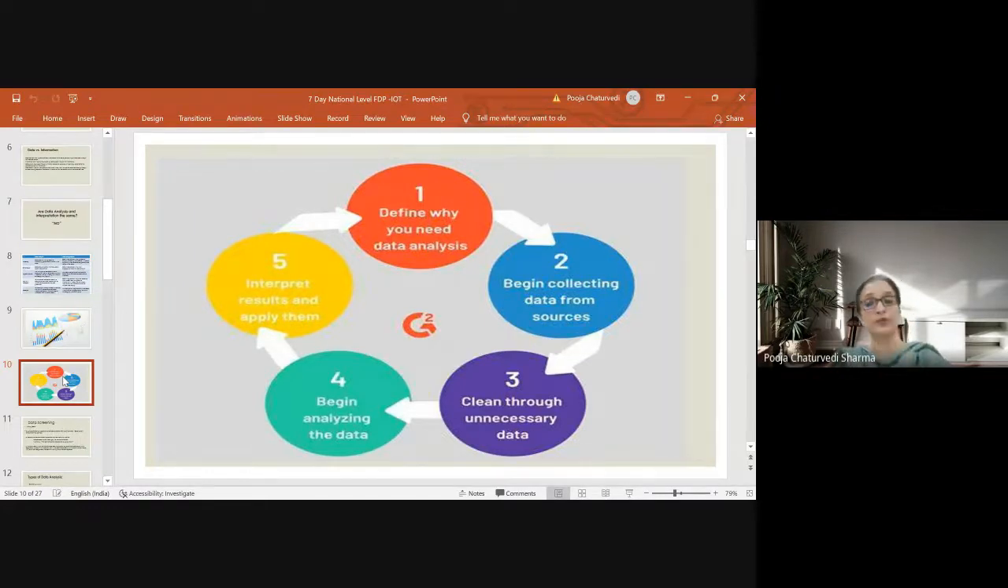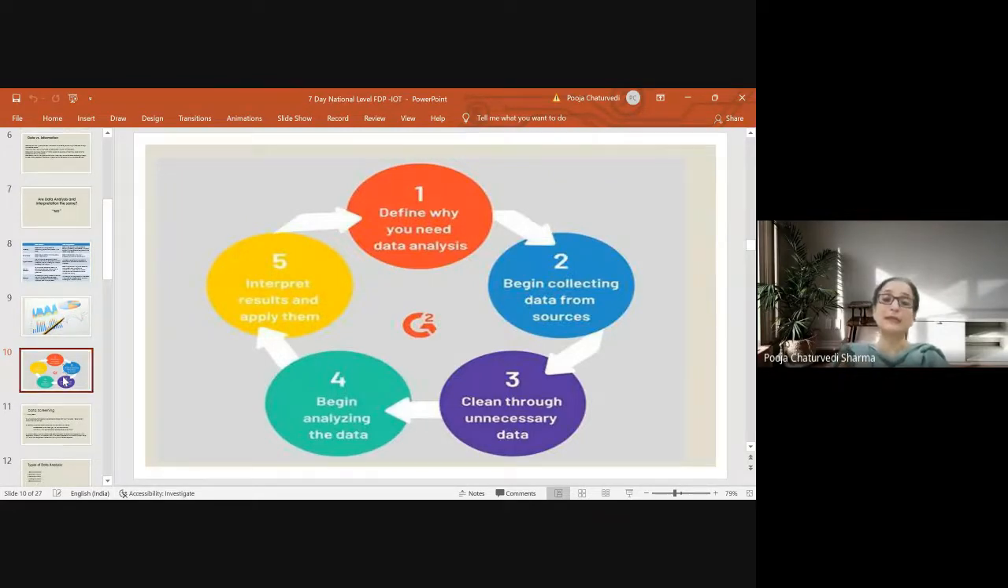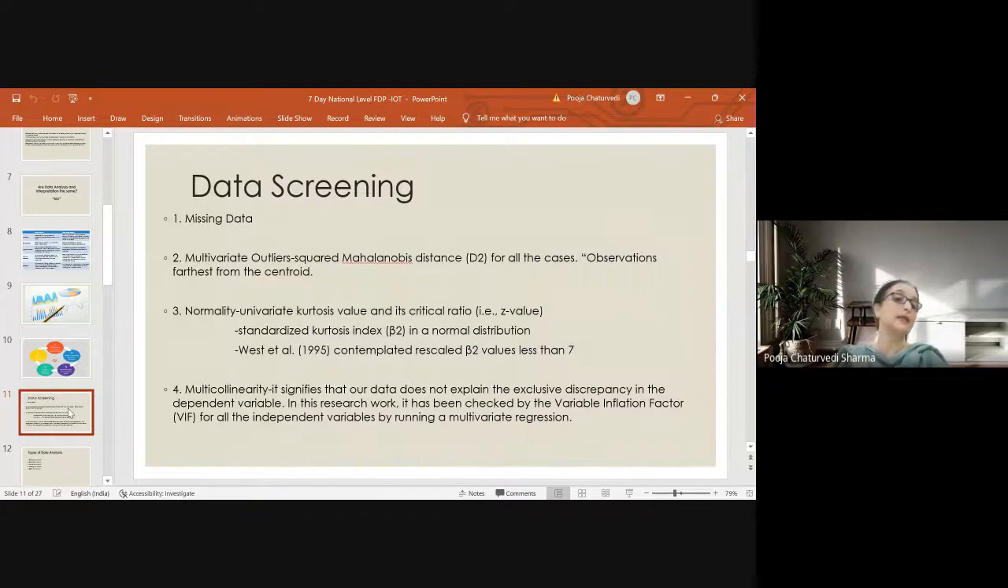Step three tells us about cleaning out unnecessary data. So what is data cleaning? We call it data screening as well. Once you have collected the data, do not put the entire data directly into SPSS, AMOS, R, or any software. Just have a look at the data first.